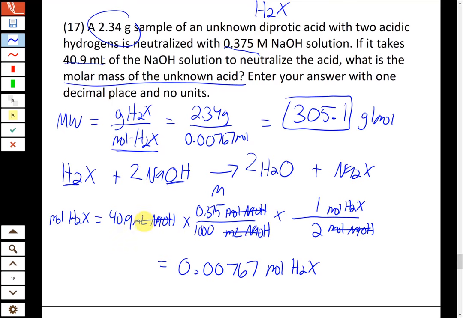So with 40.9 milliliters, we're going to use molarity as a conversion factor. Capital M means moles per liter, or more simply in this problem, moles per 1,000 milliliters. So we use that as a conversion to go from milliliters of solution into moles of NaOH. Once we have moles of NaOH, we use the coefficients from the balanced equation to tell us that it's 1 mole of H2X for every 2 moles of NaOH. And that's how we go from there.